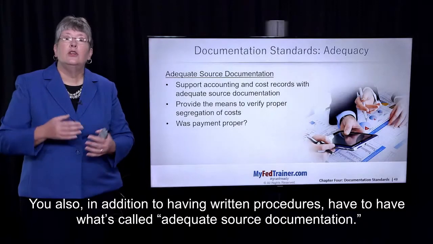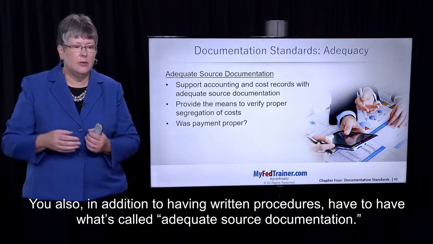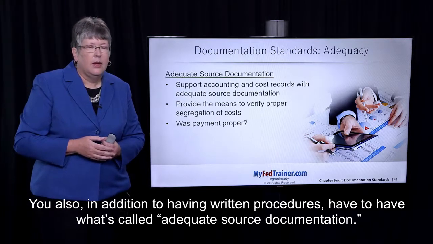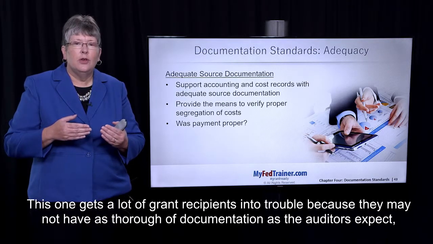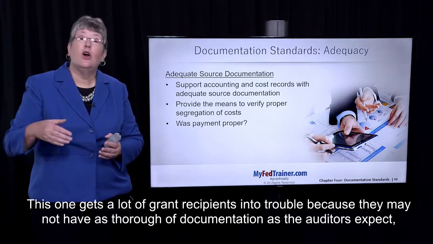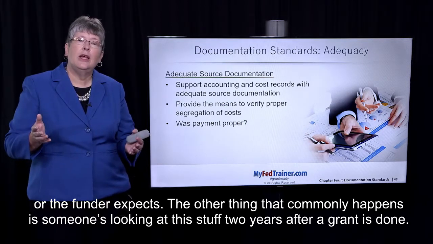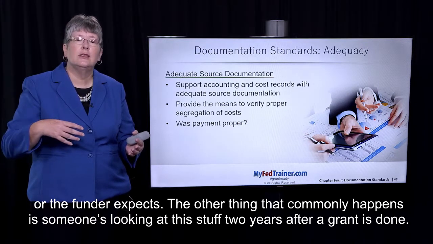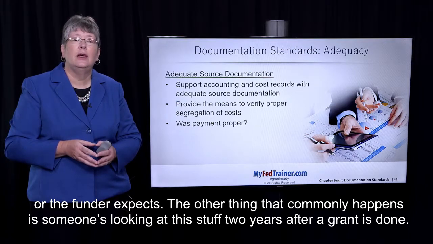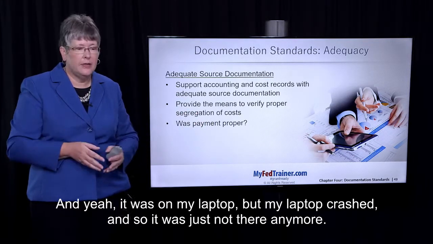You also, in addition to having written procedures, have to have what's called adequate source documentation. This one gets a lot of grant recipients into trouble because they may not have as thorough of documentation as the auditors expect or the funder expects. The other thing that commonly happens is someone's looking at this stuff 2 years after a grant is done. And yeah, it was on my laptop, but my laptop crashed, and so it's just not there anymore.